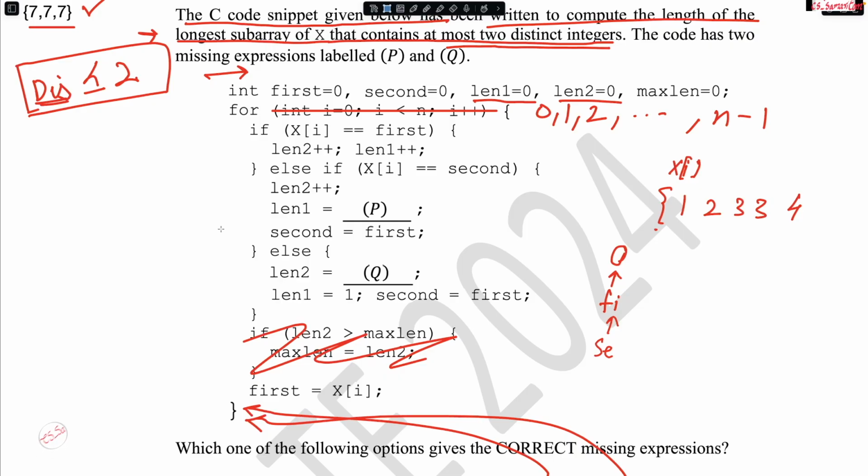So now we can directly go on to the code with the initial values. This is the initial condition, right? Xi is pointing to the first element of the array. First and second are both equal to 0, and len1 and len2 are both equal to 0. So let me write out len1 and len2 because they are going to be varying. We know their intent, and we can directly operate on that intent, right?